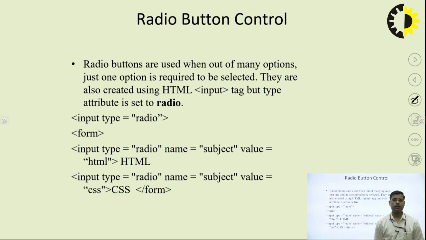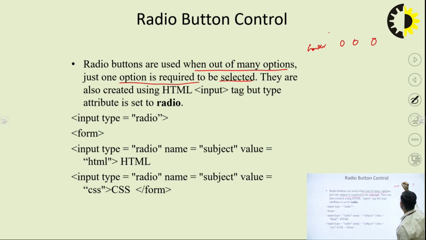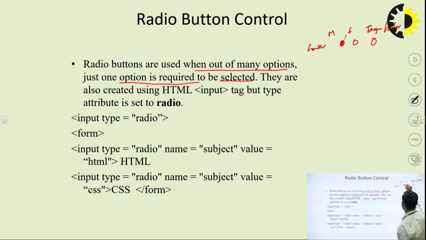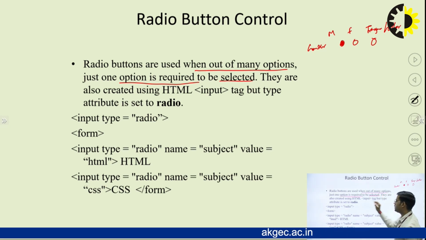Next is the radio button control. Radio buttons are used when out of many options, just one option is required to be selected, like gender. In gender, you can select only one option: male, female, transgender or other. So among all of these options, you can select a particular gender, like male. Okay, so using the radio button, out of many options, just one option is required to be selected.